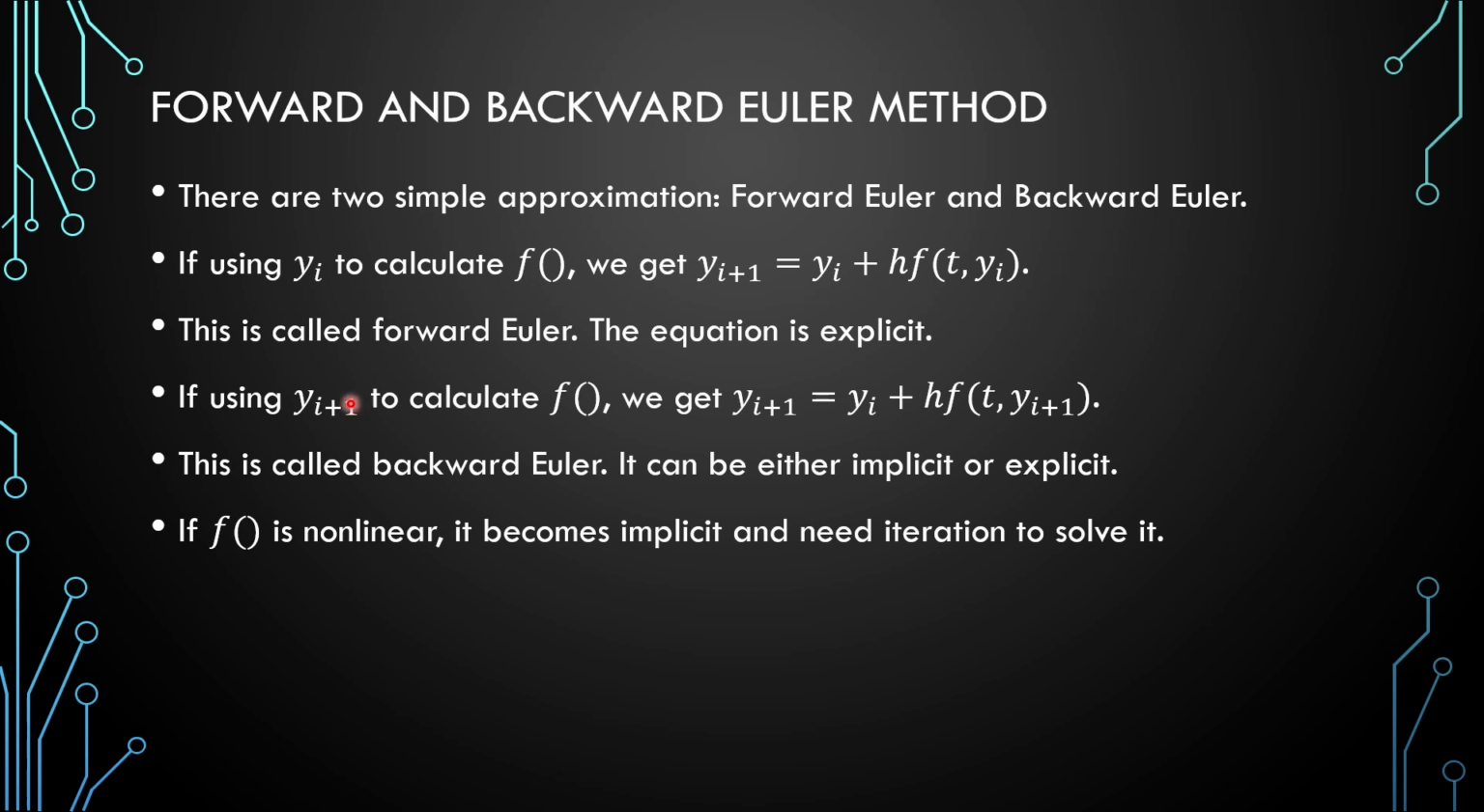Now if we use y i plus 1 to calculate f, we get another equation where the right-hand side has y i plus 1 in the f. This method is called backward Euler. It can be either implicit or explicit depending on your f. If f is nonlinear, it is an implicit equation, and we will need to do iteration to solve it.